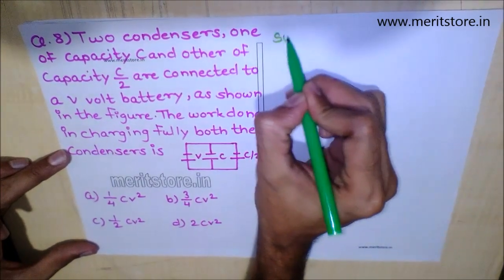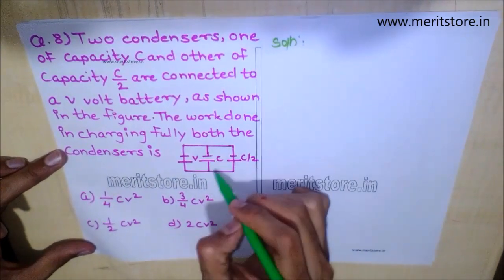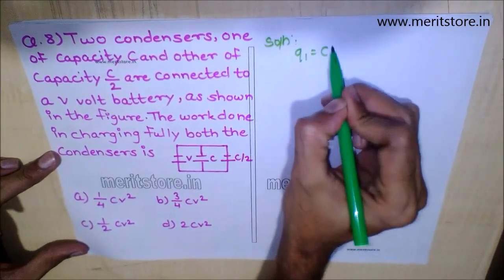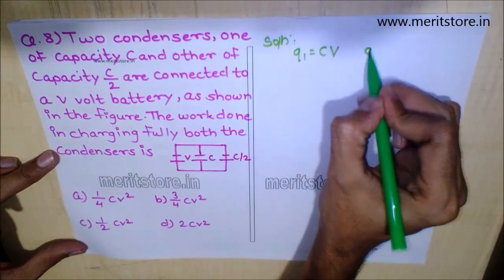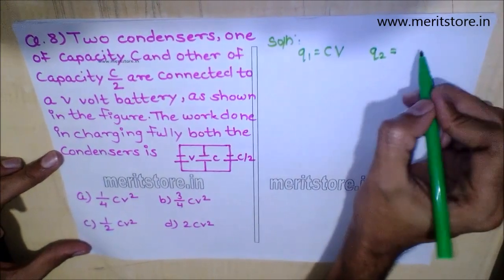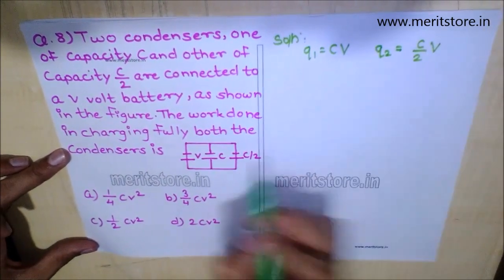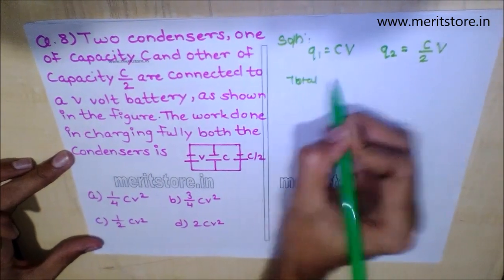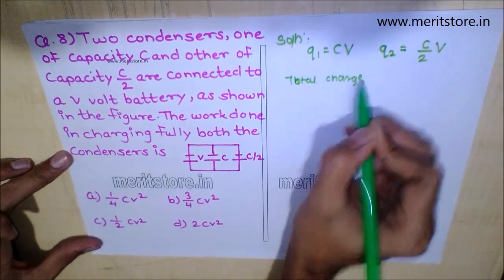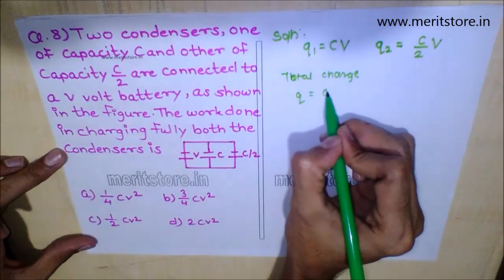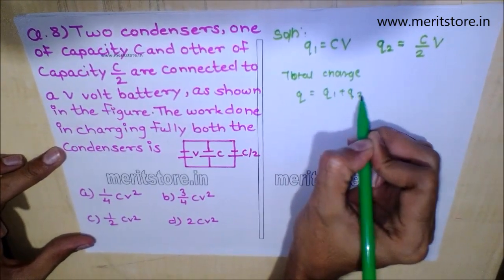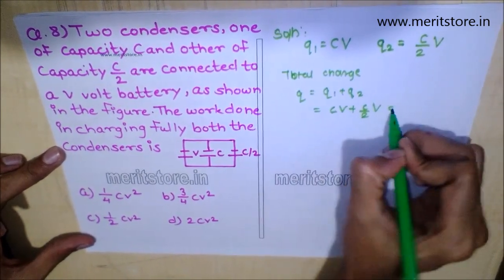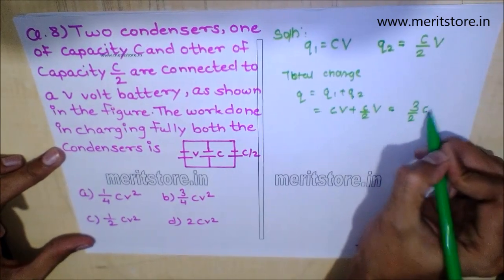So from this we know that the potential difference across both the capacitors should be the same. So the charge on capacitor 1 is given by C into V, and the charge on capacitor 2 is given by C by 2 into V, because it is C by 2. So the total equivalent charge will be Q is equal to Q1 plus Q2, that is equal to CV plus C by 2 V, that gives you 3 by 2 CV.